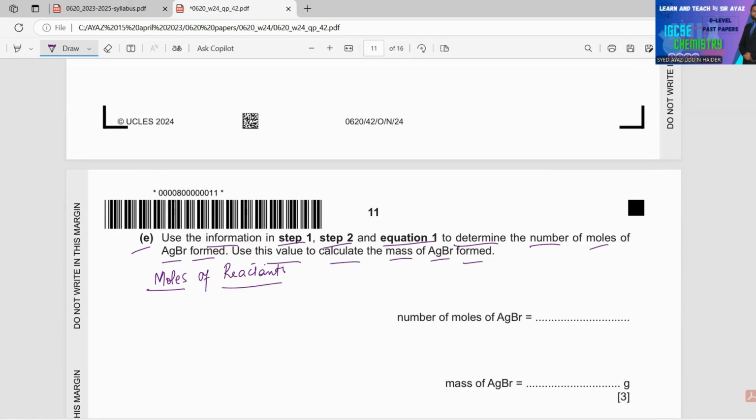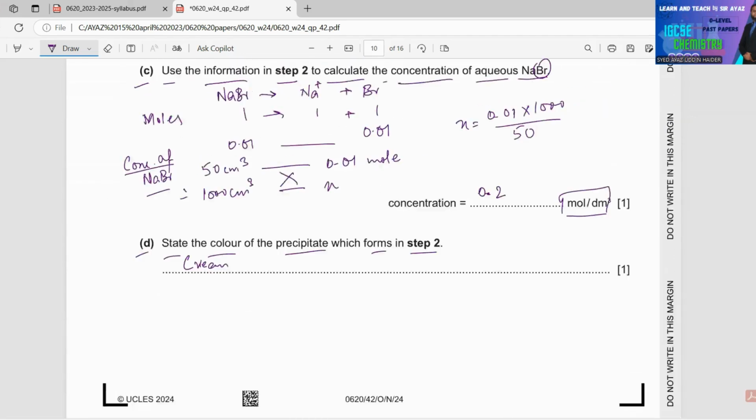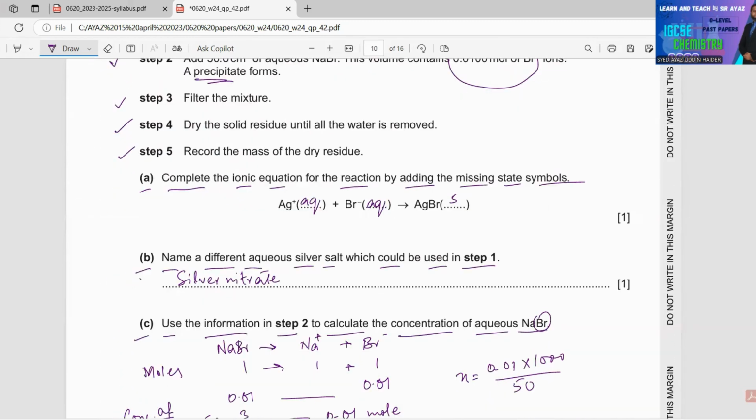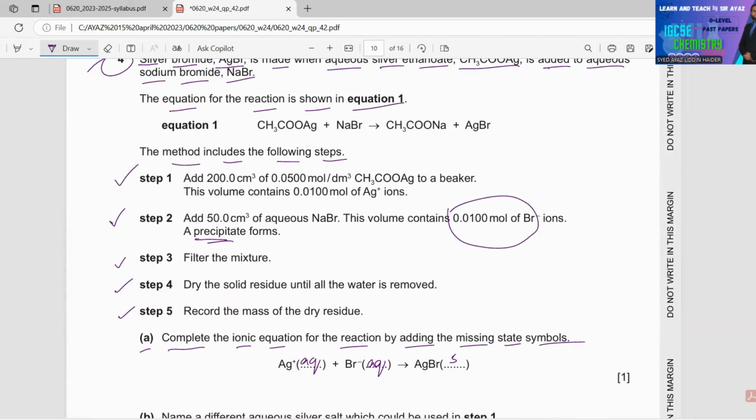Reactants, what reactants are we having? We are having Ag+ and Br-. If you look at the information, both are the same. We are having 0.01 moles of Ag+ and 0.01 moles of Br- ion.